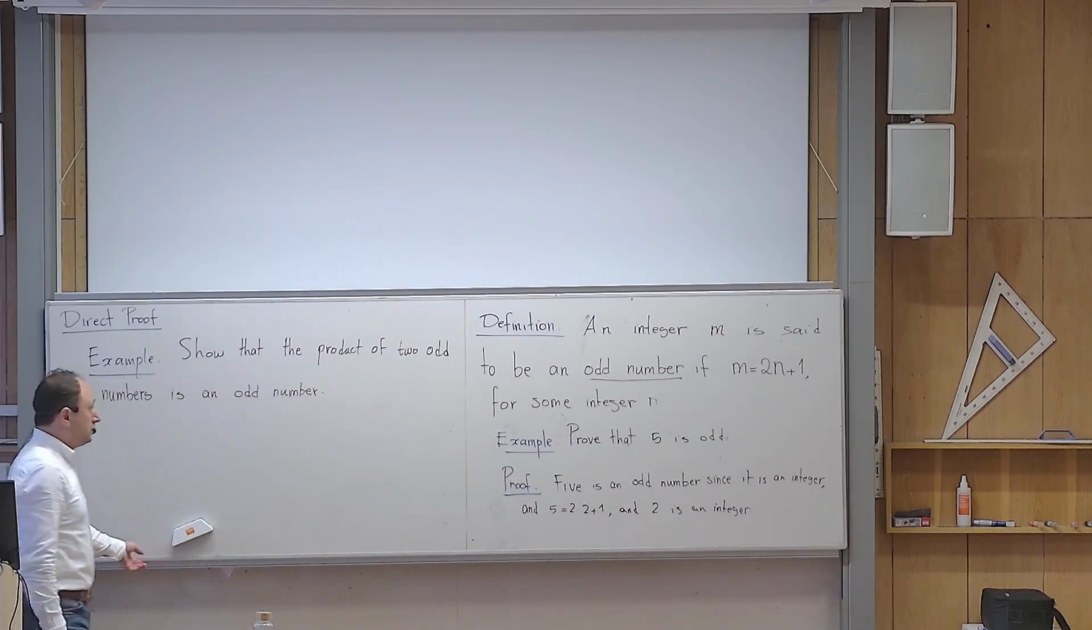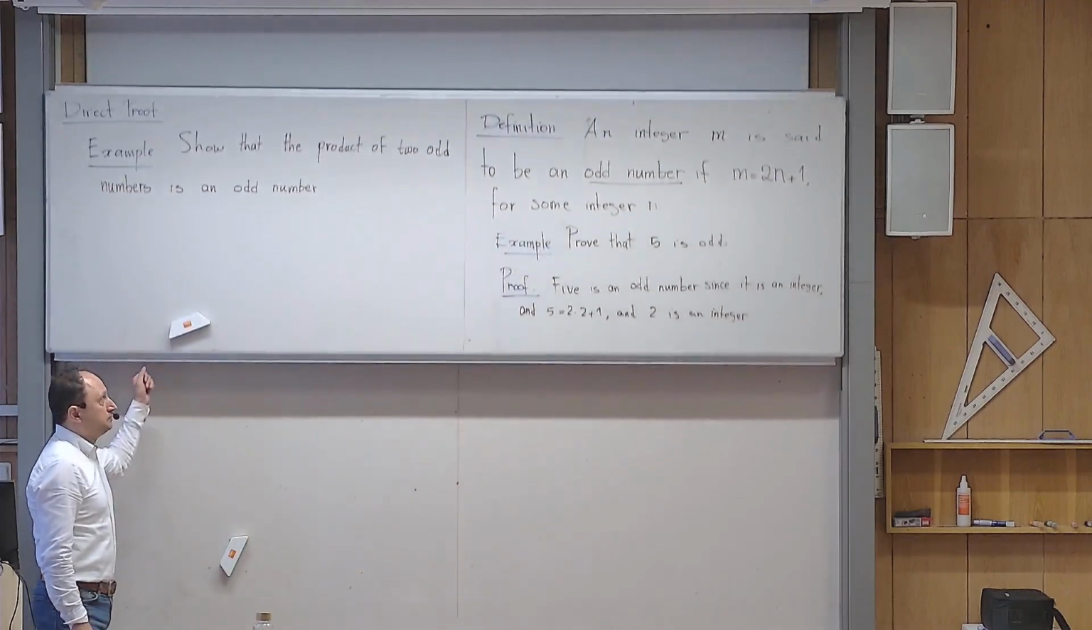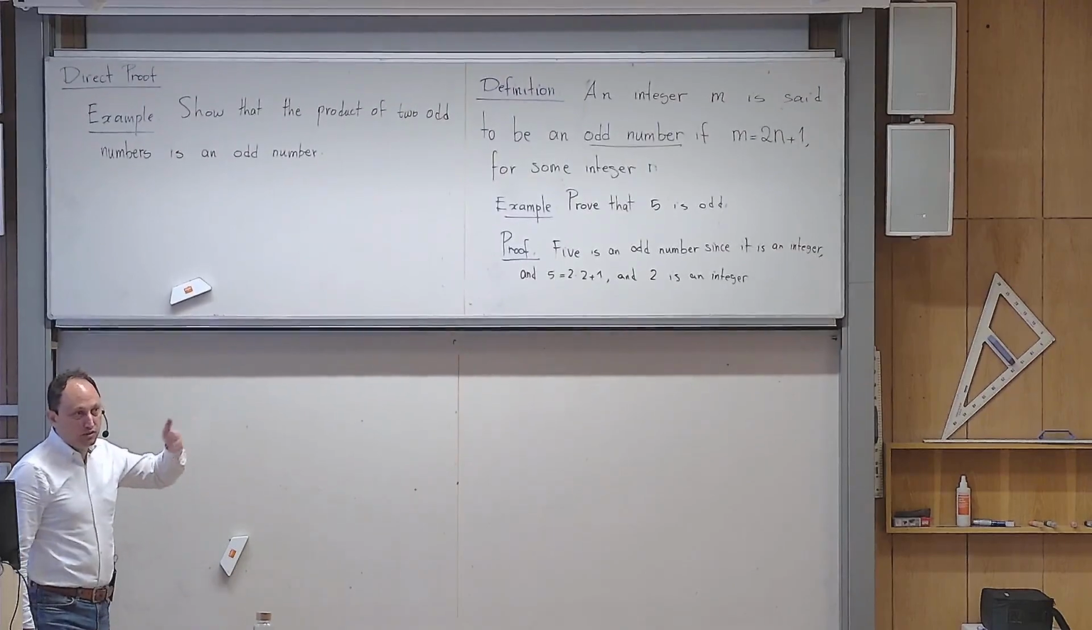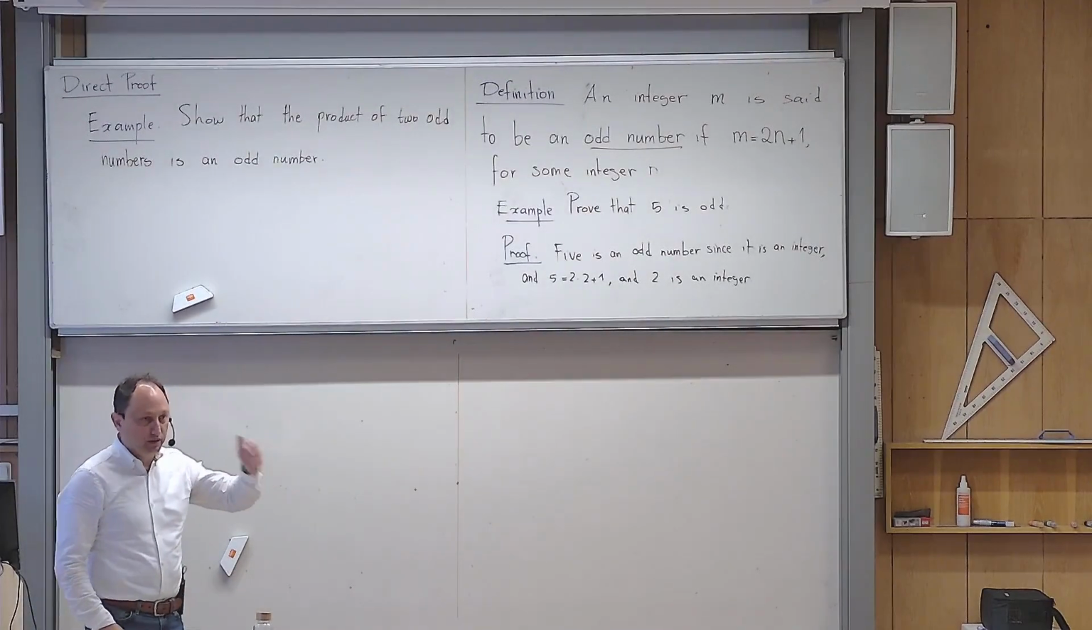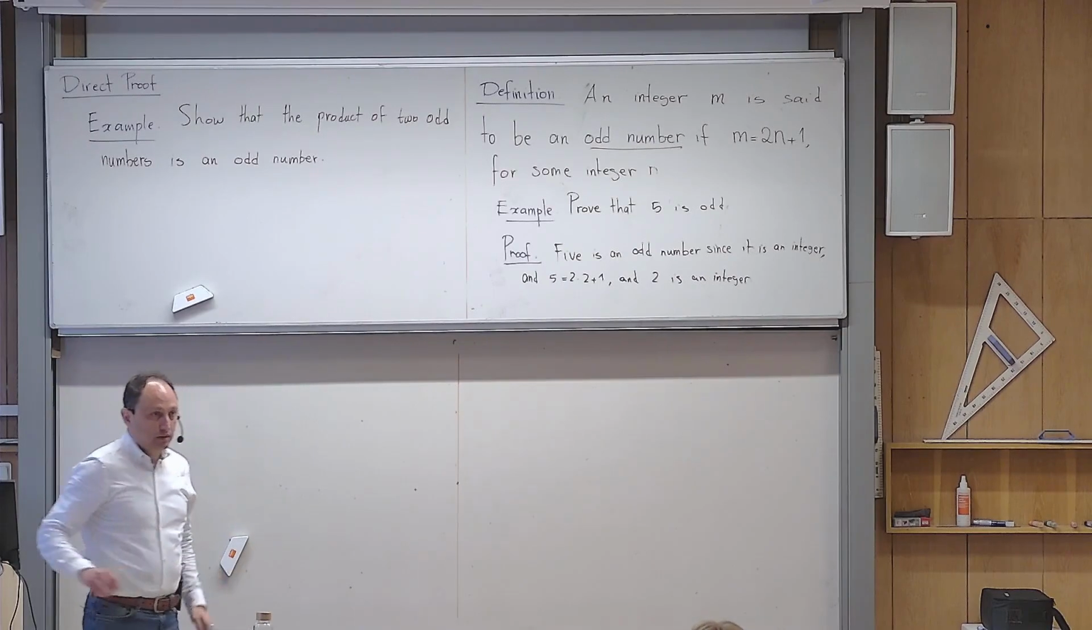Yeah, if you have an idea, just tell it to me, and I will write it here. You have to say, because I have to go back and forth, then you will learn. Yes, what do you say? The product of two odd numbers is an odd number.